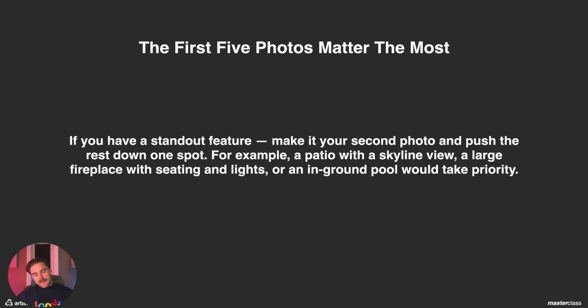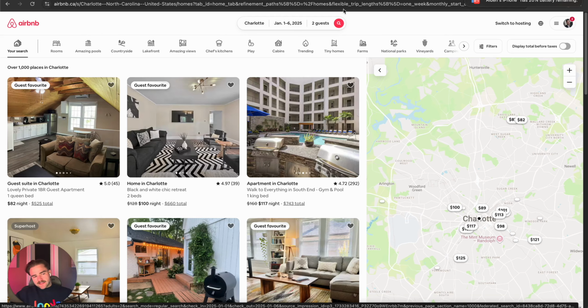For example, a patio with a skyline view, a large fireplace with seating and lights, or an in-ground pool would obviously take priority. Now, this maybe isn't the best example, but as you can see, you click right one time, and now you have something that other places maybe wouldn't have. They have the barbecues, the pool behind it, so on and so forth. So it's worth putting as the second.